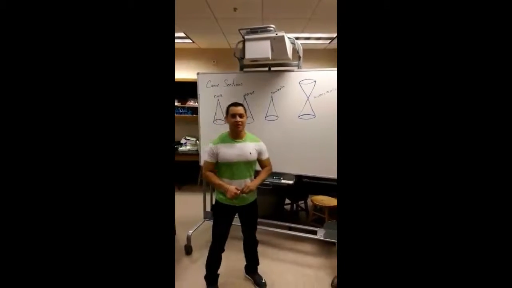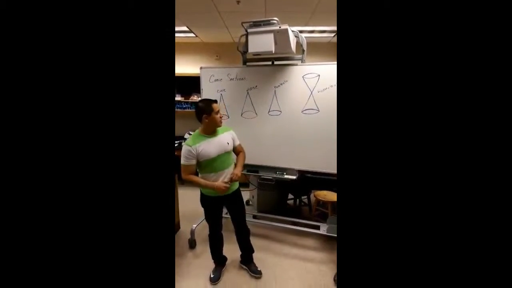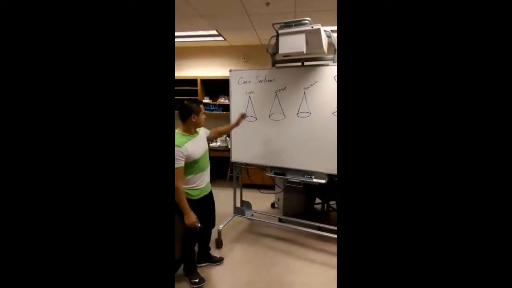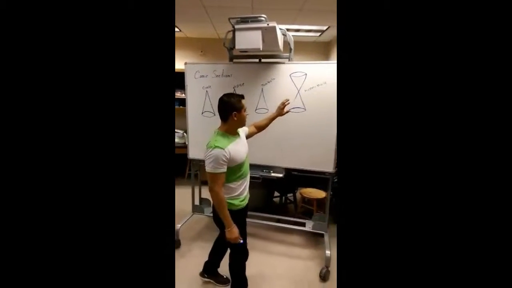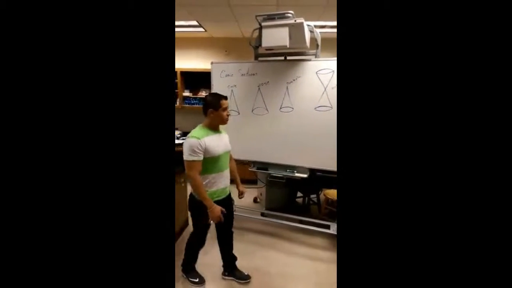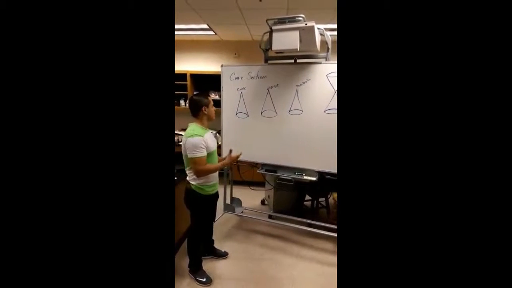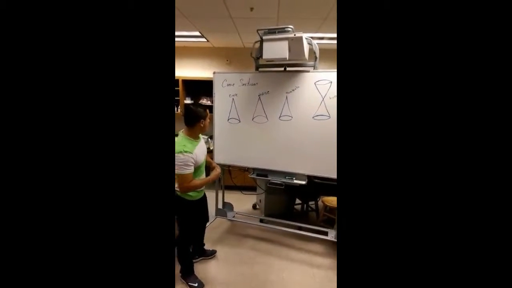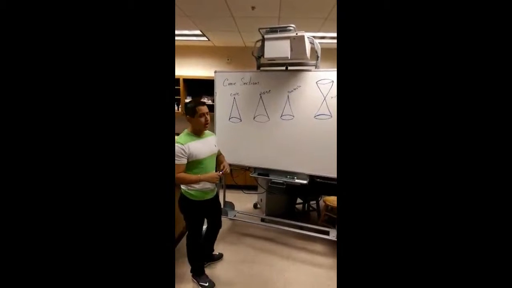Hello everybody, my name is Rafael Barba, and today we're going to discuss the conic sections, which are the circle, the ellipse, the parabola, and the hyperbola. They're called conic sections because they can be formed by intersecting a cone with a plane.